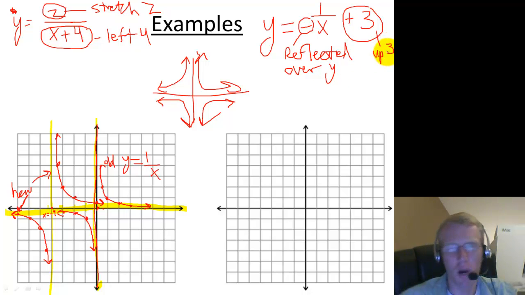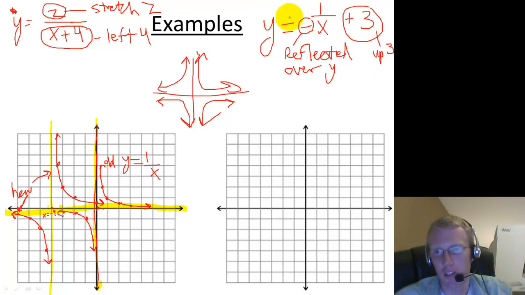Now you might be wondering, why is it up 3? I thought we do the opposite sign. This plus 3 here, it's already been moved over to the other side. So before this equation became what it was, you can imagine it might have been y minus 3 equals negative 1 over x, right? And so this y minus 3 really does mean up 3, and then you add 3 to both sides, that 3 is gone, and you can put the plus 3 on this side.